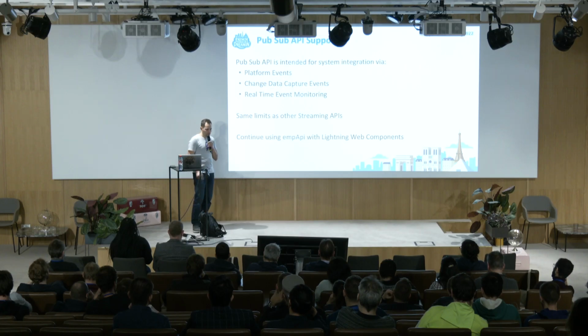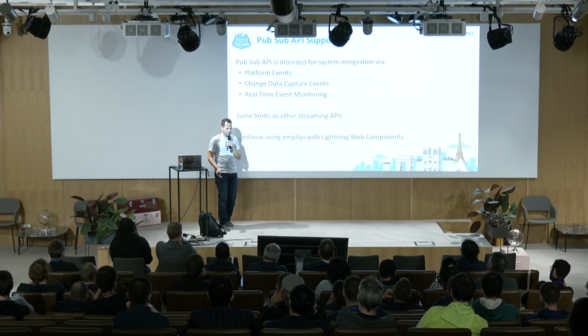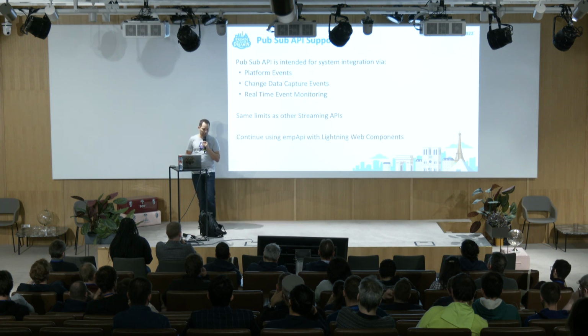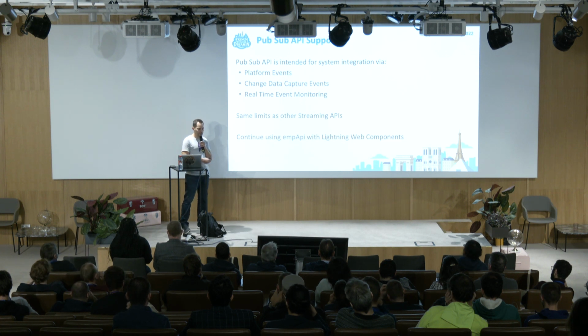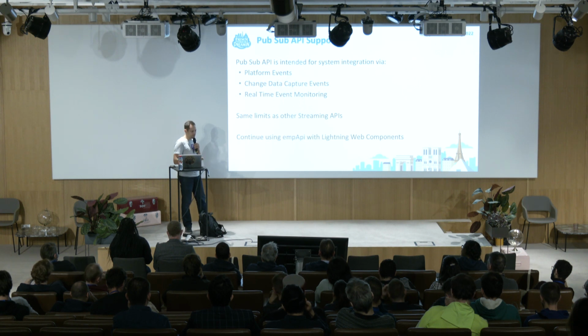Now, one thing that is important is that whichever transport you use, whether you use CometD or gRPC Pub/Sub API, you have some limits, and there are a number of important limits that you need to be careful of. The first one is the number of subscribers. There's a finite number of subscribers that you can have at any point in time, so you need to be careful of not registering too many of them, otherwise you'll hit the limits.